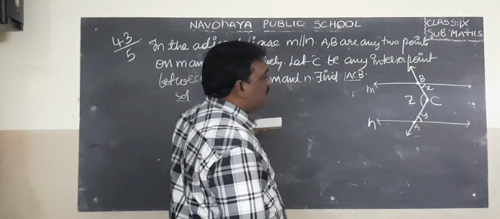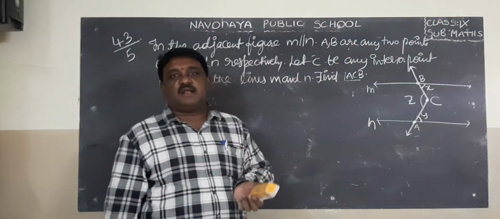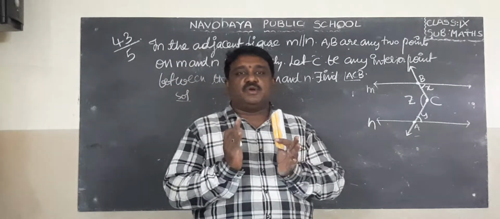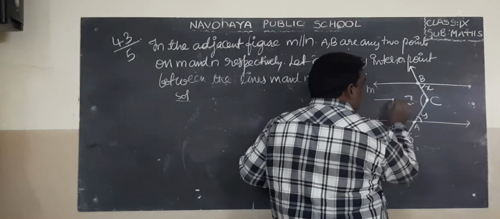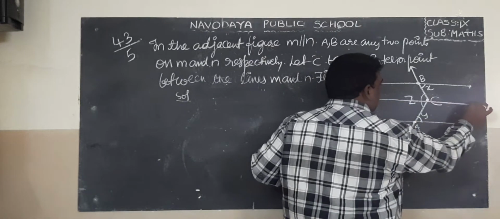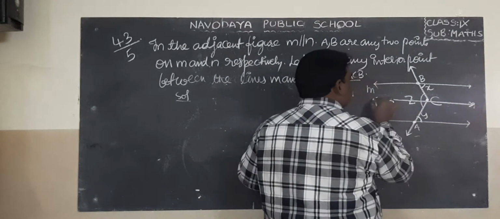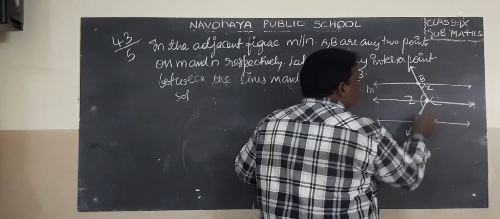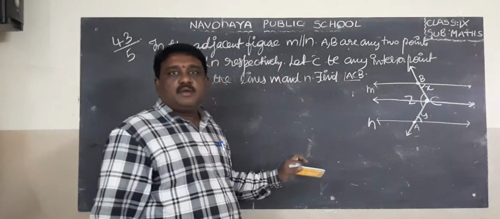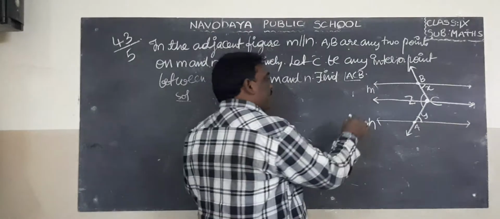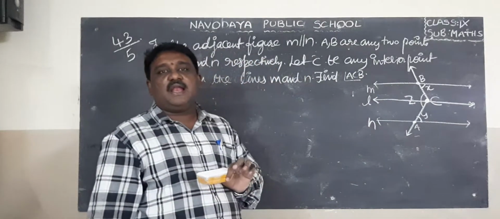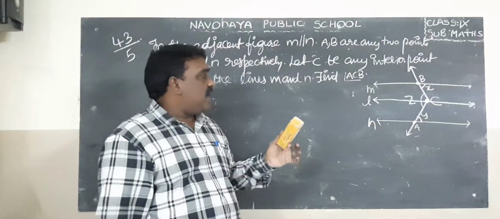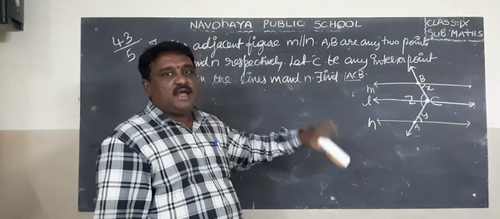And what do we need to construct? We are not getting the answer directly. We have to do something to get the answer. What to do? By passing through C, draw a line. Let it be L. Through C, draw a line L parallel to M and N.